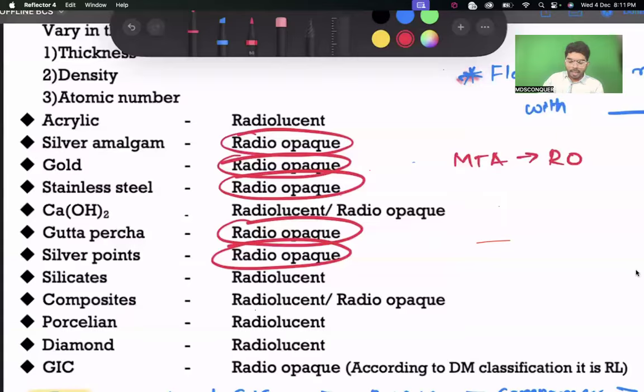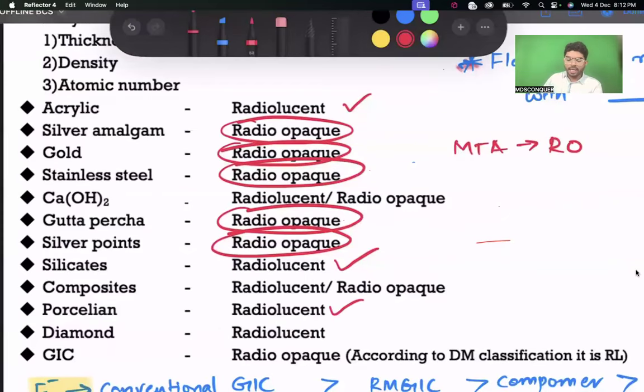Radiolucent: this is calcium hydroxide. Sometimes it is radiolucent, sometimes it is radio opaque. Silicates are radiolucent. They may not ask. Composites, basing upon the composition, can be radiolucent or radio opaque. Porcelain is radiolucent. Diamond is radiolucent. GIC, a big question mark. According to dental materials classification, it is radiolucent, but according to White and Farrow, it is given as radio opaque, basing upon the different types of GIC composition. But whenever they ask a question, I want you to go with radiolucent as the answer.